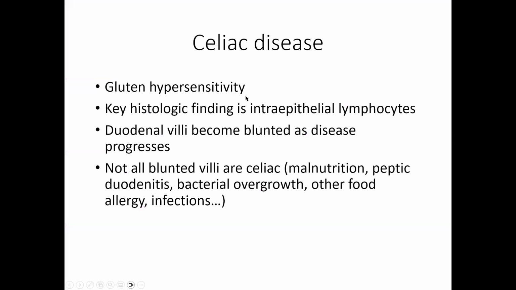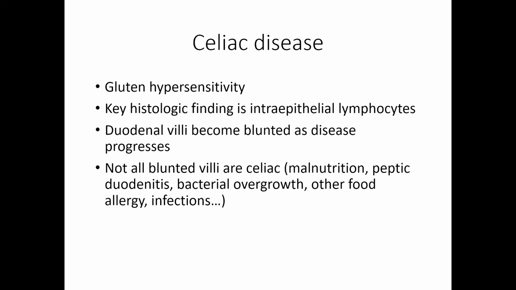So this is caused, of course, by gluten hypersensitivity. And so the really important thing we want to identify is intraepithelial lymphocytes. And of course, the blunted villi are very obvious and certainly a useful feature, but that's only something that we see in more advanced or more progressive disease. And so early on in the disease process, the finding might only be the intraepithelial lymphocytes. That's one of the things that we really focus on when we try to evaluate these biopsies.